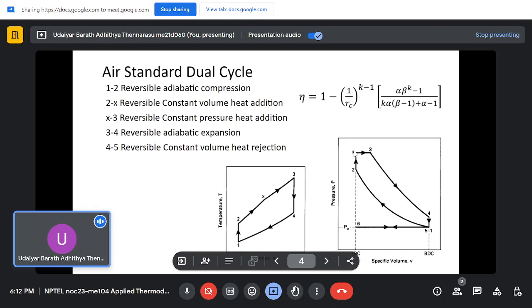So from 2 to 3 we are adding heat, and it is happening in two ways. But the other processes of the cycle will remain the same. In comparing all three cycles, only the heat addition process is different; the other three remain the same. Similarly, a T-S diagram and the efficiency in terms of pressure ratios, volume and cutoff ratio, and the clearance volume is given for the efficiency of the dual cycle.